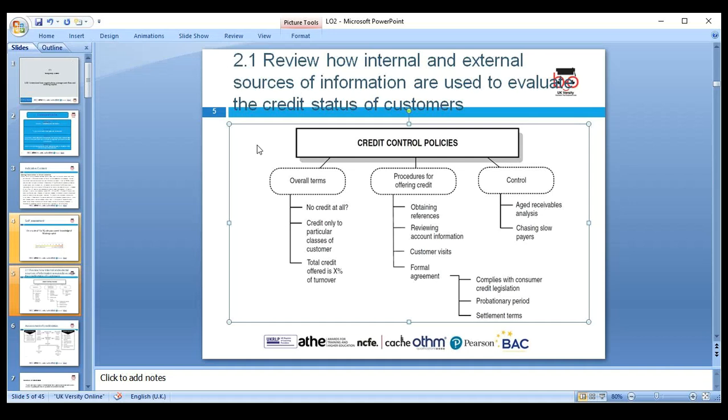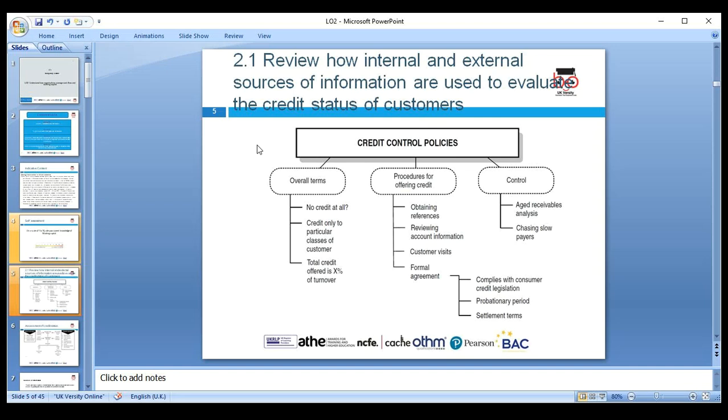2.1 is about reviewing internal and external information used to evaluate the credit status of a customer. When we evaluate the credit status of a customer, what do we need to do before authorizing credit? Credit control is very important. We need to look at the overall items: no credit at all, the procedure of offering credit, obtaining references, reviewing the account information of the client, and their accounts. You can visit the customer, look at the formal agreement, and comply with consumer credit legislation.